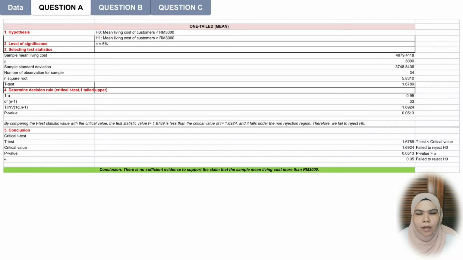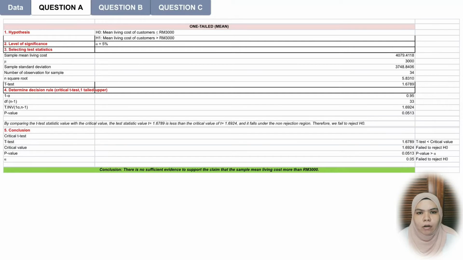For the p-value, I get 0.0513. The second step is the level of significance, where alpha equals 5%. The third step is how to get the t-test, and this is the step and the answer that I get, which is p-value 0.0513. Lastly, for the conclusion: the t-test is less than or equal to the critical value, so we fail to reject the null hypothesis. The p-value is more than alpha, so we fail to reject the null hypothesis.